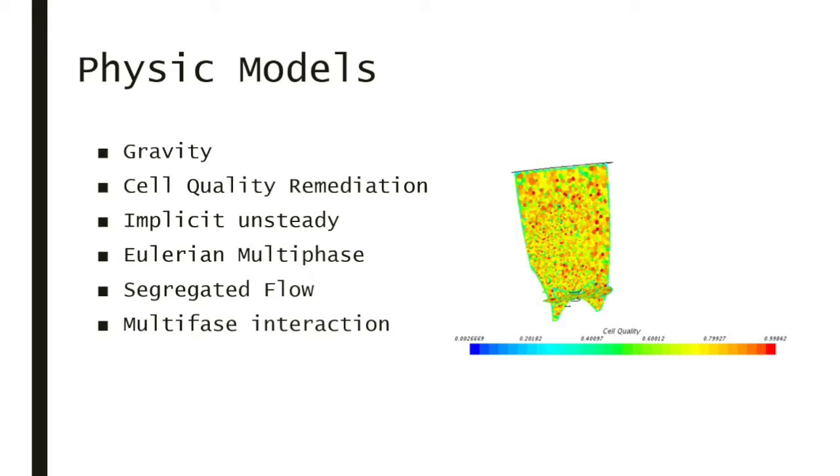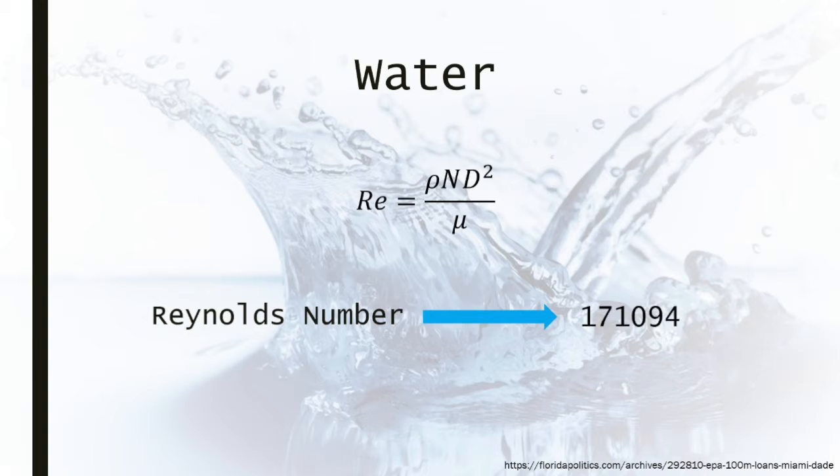Finally, multiphase interaction was used to define the superficial tension of both water and honey and helped characterize the interface between both liquids and air.